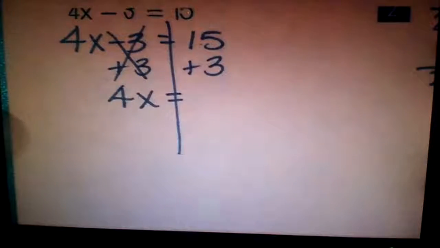The -3. You actually want to get rid of the term that does not have the x first. So I need to take the 3 to the other side, so we add. Perfect. Plus 3 to both sides. That means we cancel out and we're left with 4x. I told you this should be review. A lot of this should be review right now. 15 plus 3 gives me 18. Perfect.